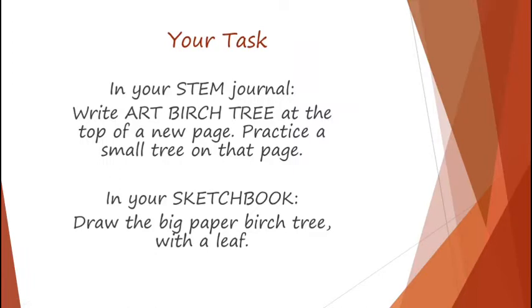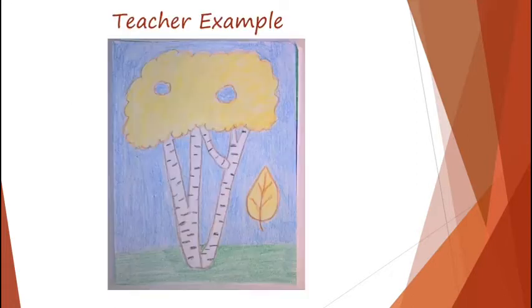So in our stem journal, first we're going to draw a small sketch of a birch tree. And then we're going to, in our sketchbook, draw the big tree. This is an example that I've drawn about what we'll be doing.